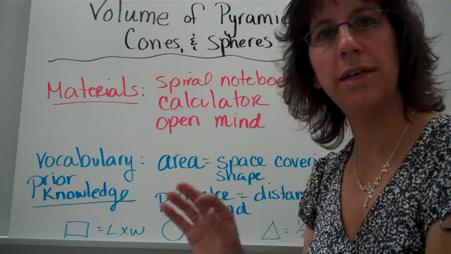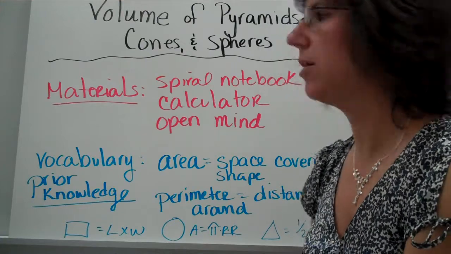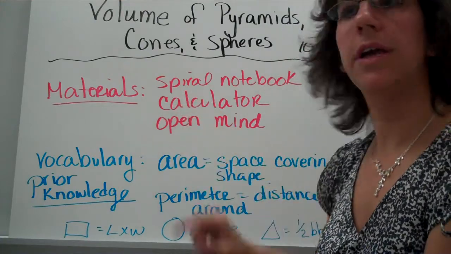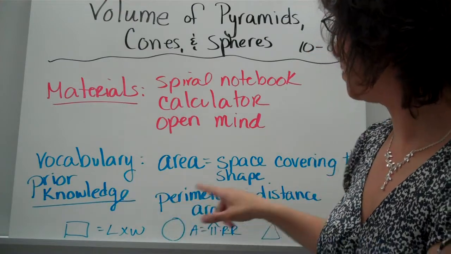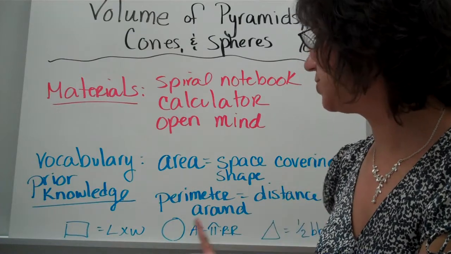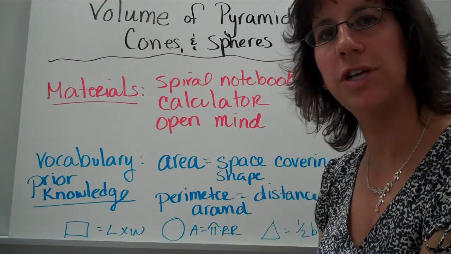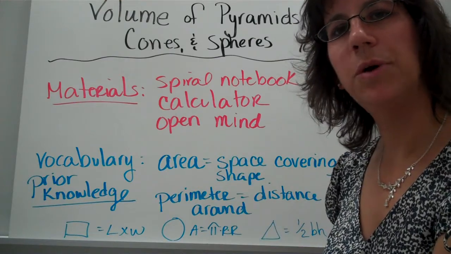You just want to write down the formula, fill in the pieces of information that you know, and then solve from there. You're going to need your spiral notebook and calculator. Any calculator will do. And then also make sure that you remember what area and perimeter mean, as well as those formulas for the basic two-dimensional shapes. Go ahead and pause the video when you need, grab your materials, and then come on back and we'll continue on.